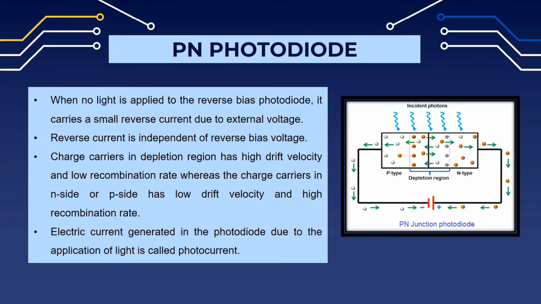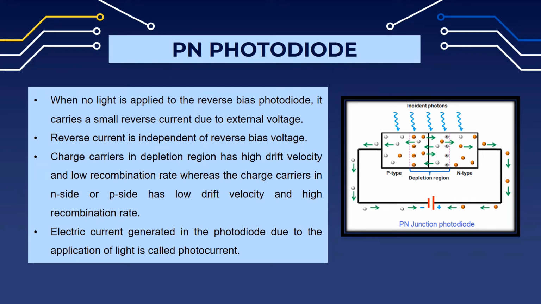Okay, for the other condition, when no light is applied to the reverse bias photodiode, it carries a small reverse current due to the external voltage. This small electric current, in the absence of light, we call dark current. In a photodiode, reverse current is independent of reverse bias voltage. Reverse current mostly depends on the light intensity.